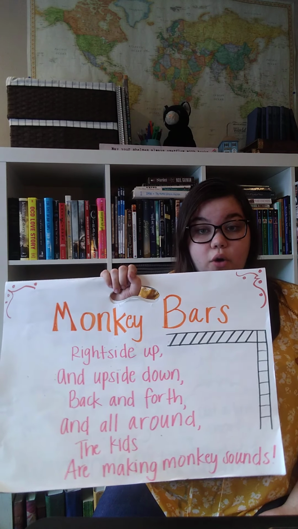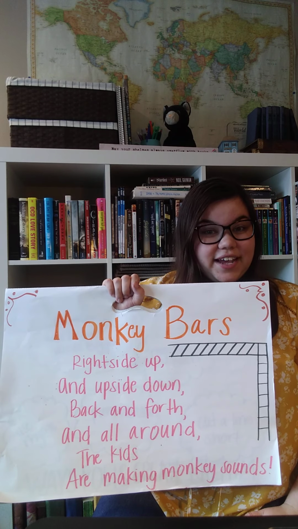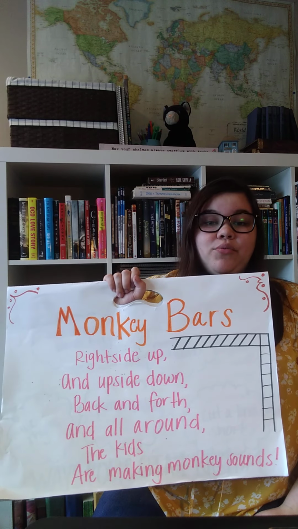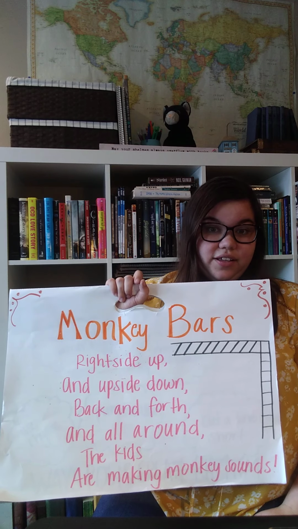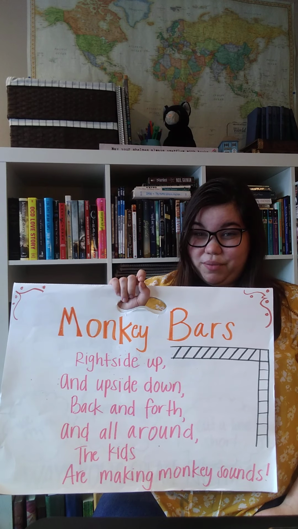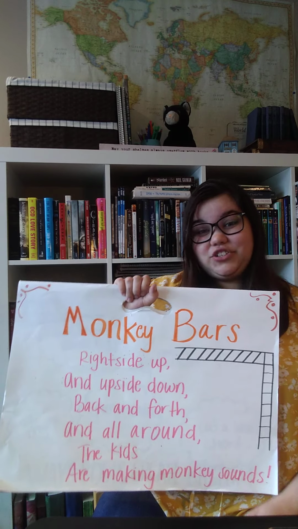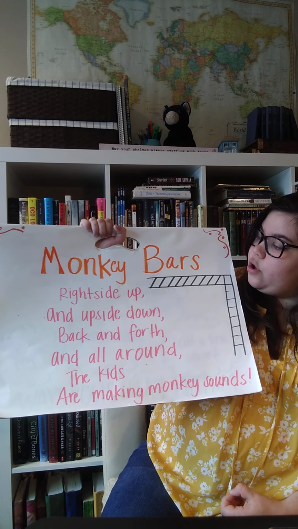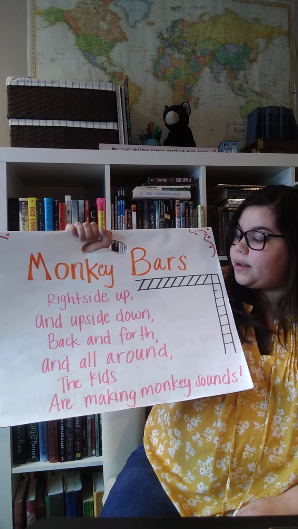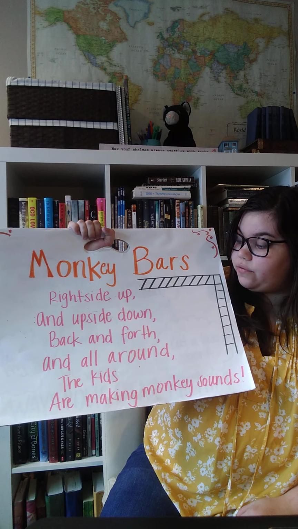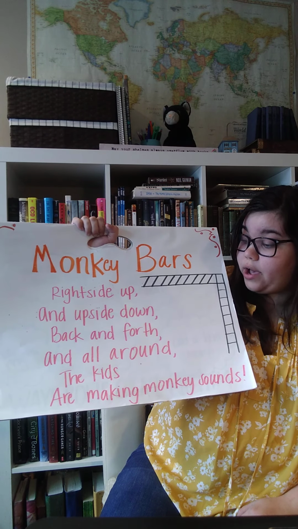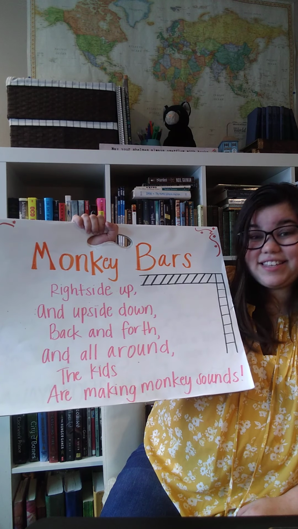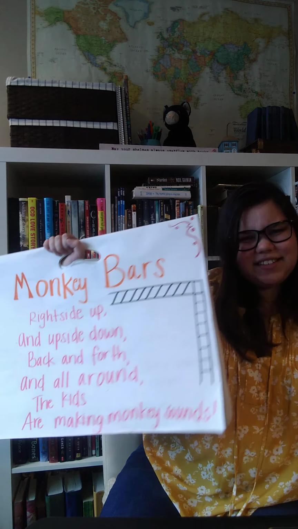That means when I read the poem, I'm going to pause just for a second at the commas, and I'm going to sound really excited at the exclamation point. Do you think this will help me find the rhythm of the poem? Let's try it. Monkey bars. Right side up and upside down, back and forth and all around, the kids are making monkey sounds. That sounded a lot better, didn't it? Taking time to pause at those moments.